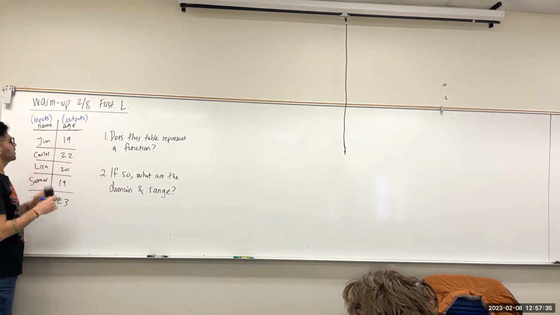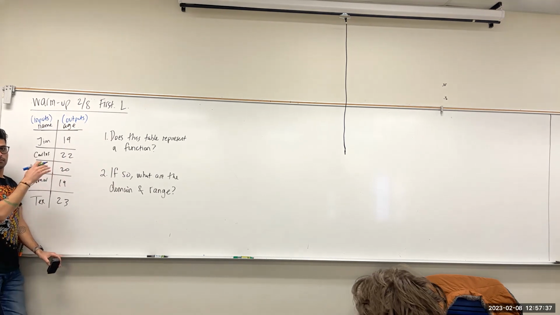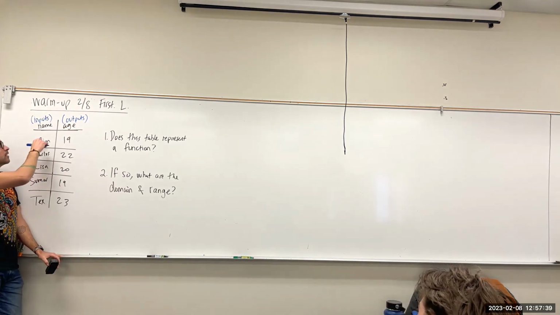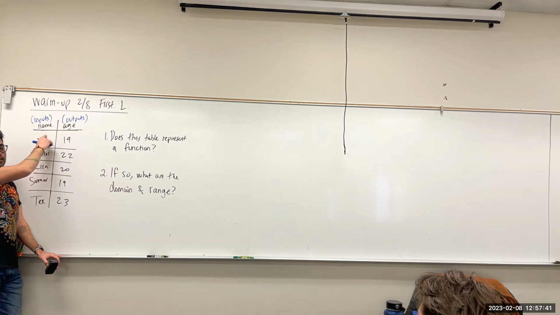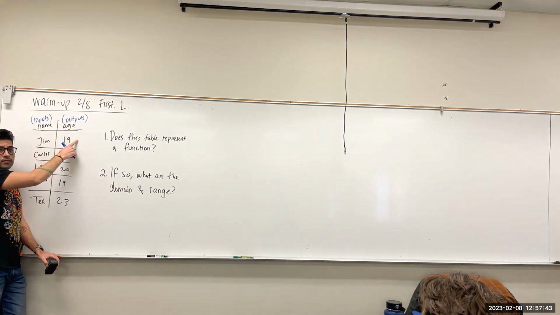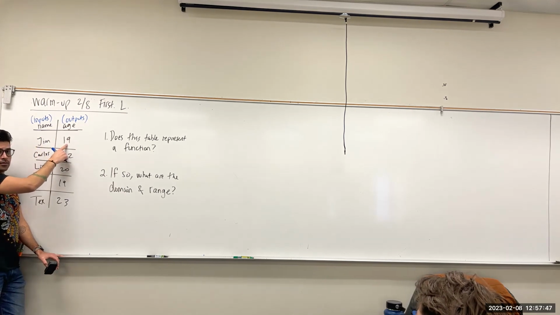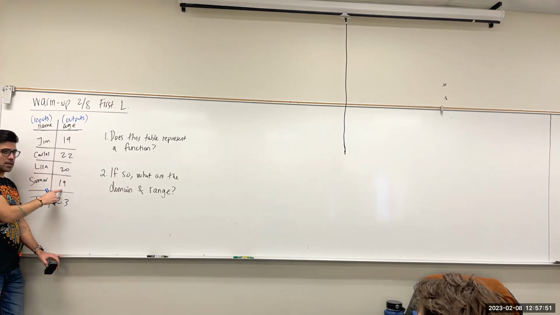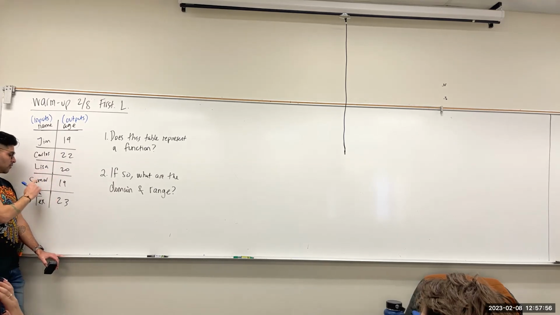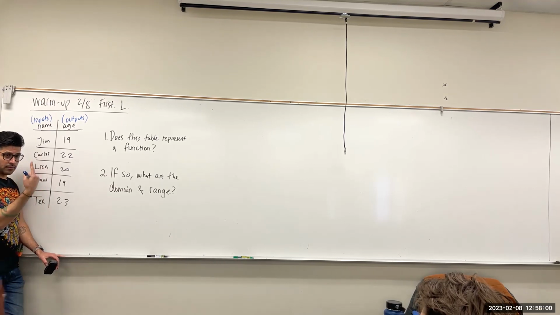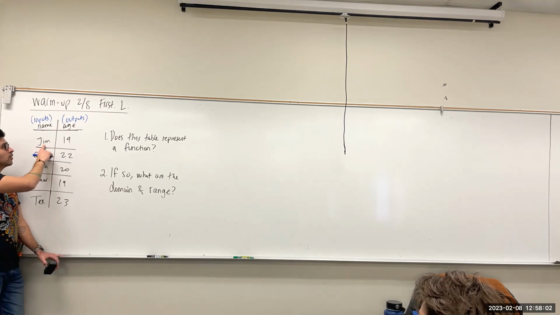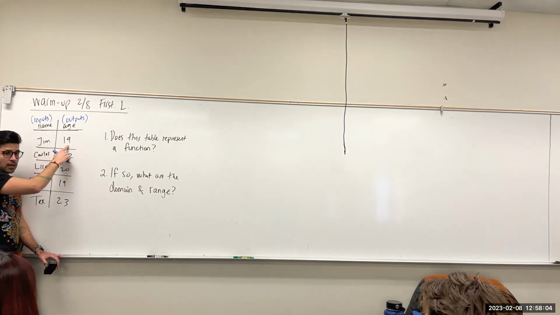So if it's a function, what must happen? One input equals one output. For each input, you get exactly one output. Is that true? Yes. Each name corresponds to only one age, right? Now, is it okay that the 19 shows up twice? Yes, that's okay, because Sumar only corresponds to age 19, and Jim only outputs the age 19, which is fine.